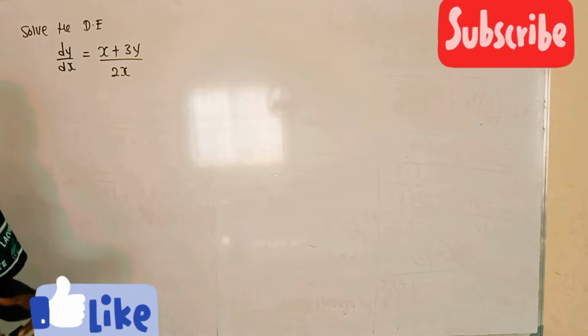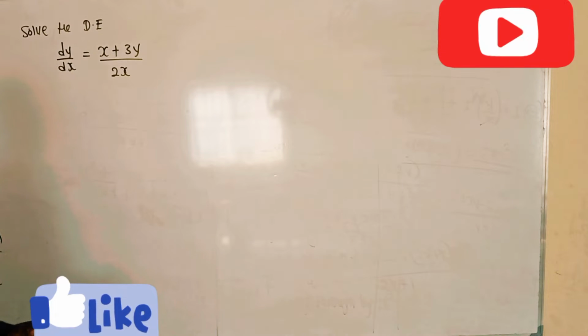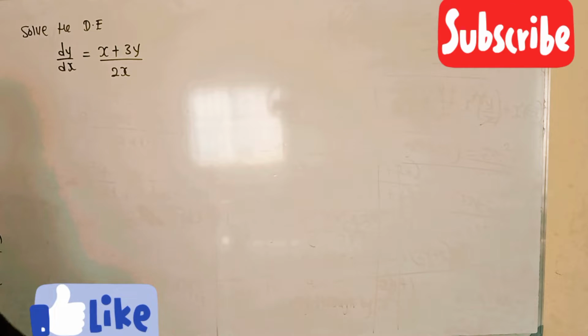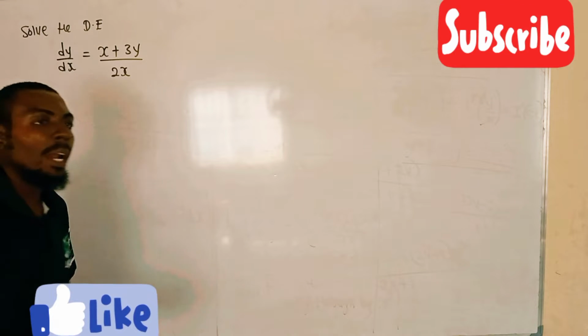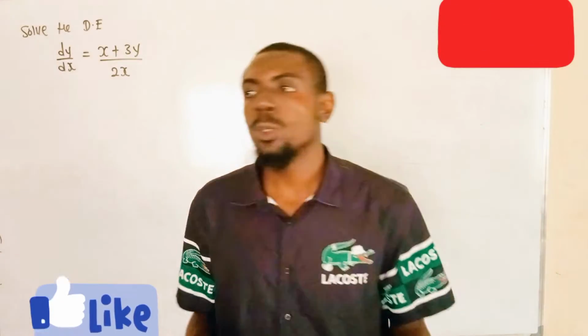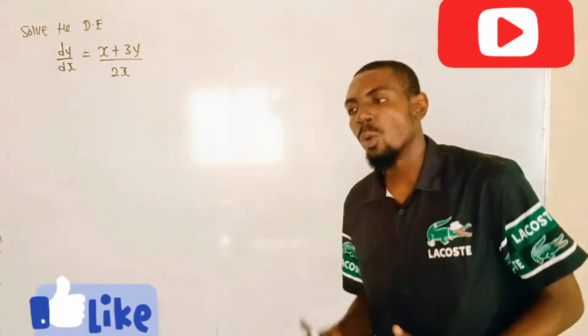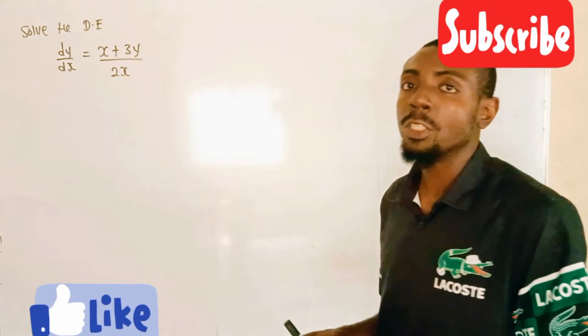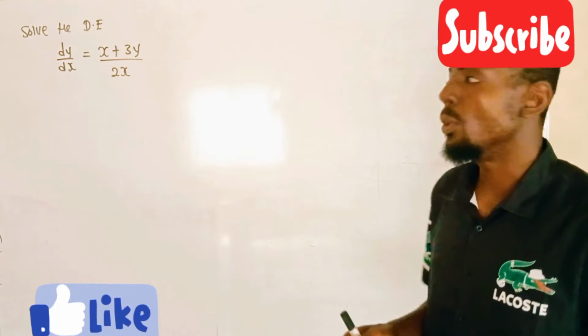Equation. We're still on homogeneous equations. Let's know if this equation is homogeneous before we solve it by substituting y equal to vx. Let's check if the equation is actually homogeneous, still having in mind the conditions for an equation to be homogeneous.